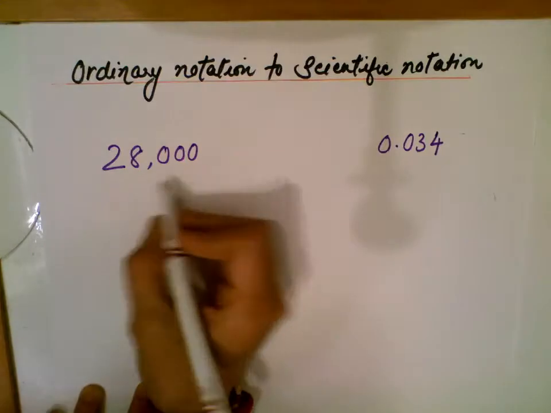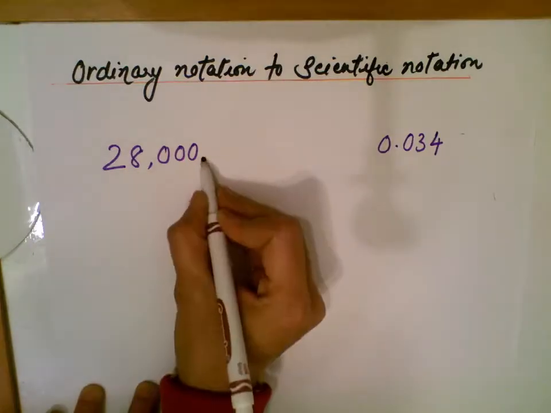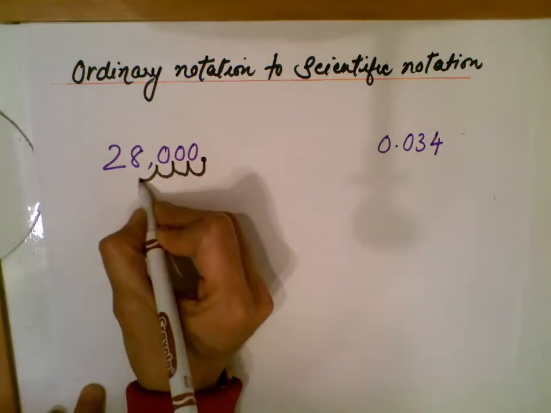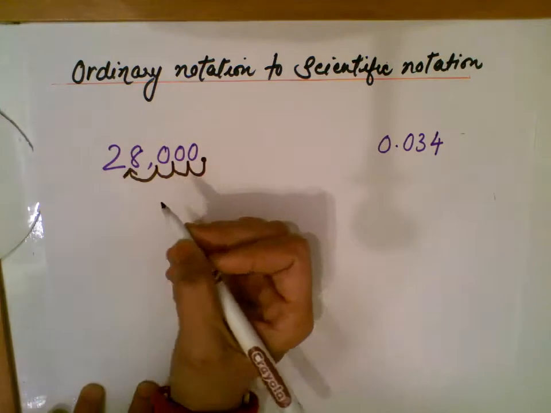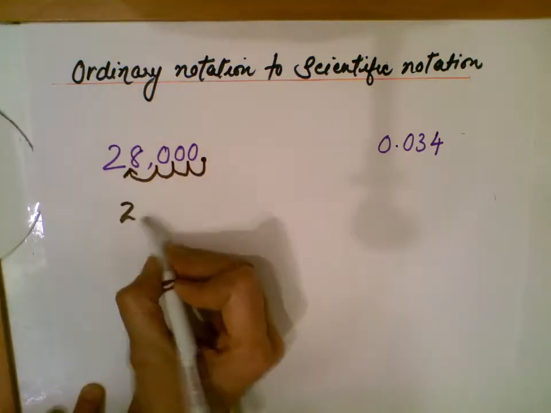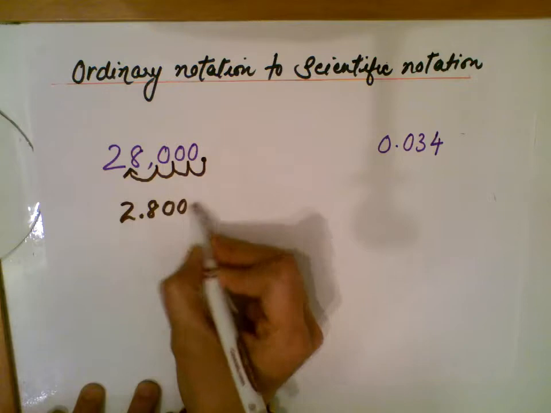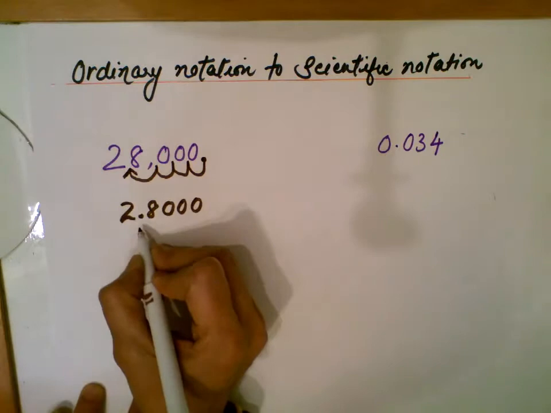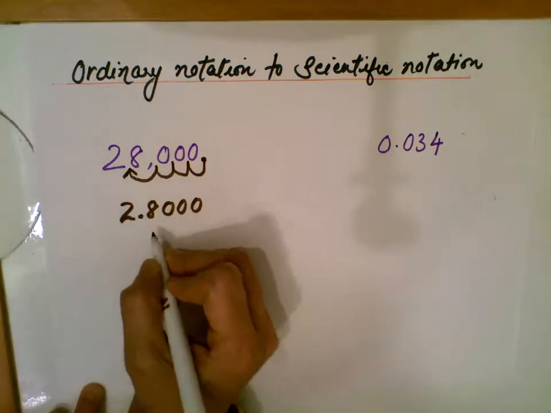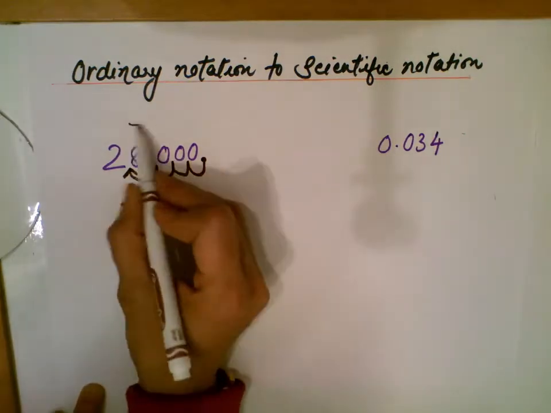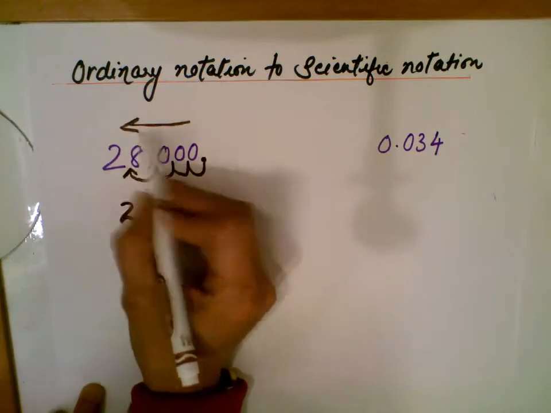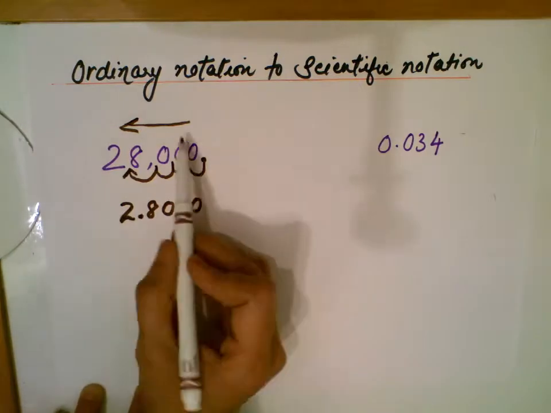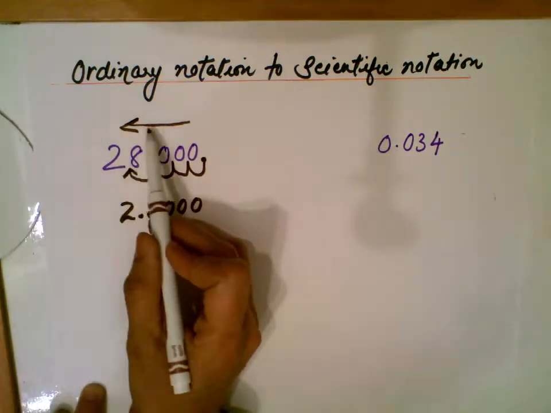So in this case, how do I do that? I'm going to assume I have a decimal here. So 1, 2, 3, and then 4 places. When I do that, I'm going to get 2.8, and having only one number to the left indicates that I have done it correctly. Second thing, because you moved your decimal to the left, the exponent will be positive. So whenever you move your decimal to the left, the exponent is positive.